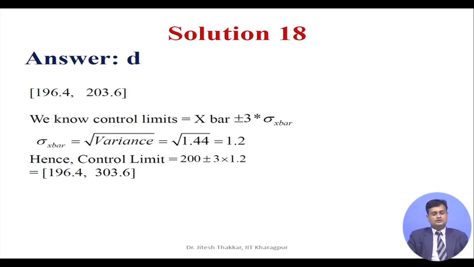196.4, 203.6. We know control limits are X bar plus or minus 3 sigma X bar, and sigma X bar can be computed as the square root of variance, which is the square root of 1.44, equal to 1.2, and hence your control limits would be 200 plus or minus 3 into 1.2, which comes out to be 196.4 and 203.6.